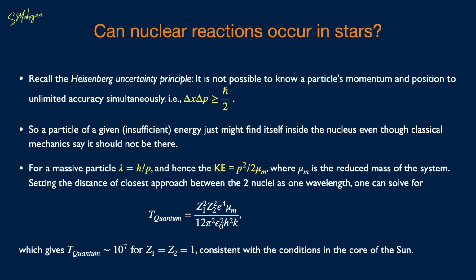Quantum tunneling can take place when the two particles are within 1 de Broglie wavelength of each other. In case of hydrogen, it turns out that quantum tunneling is possible at a temperature of around 1,000,000 Kelvin, which is consistent with the temperature and pressure conditions found in the core of the Sun.